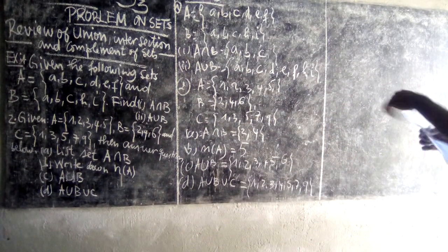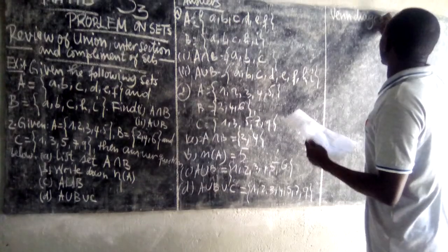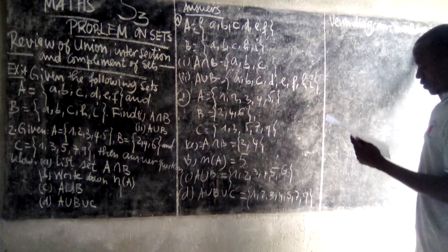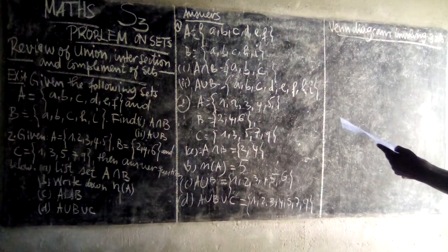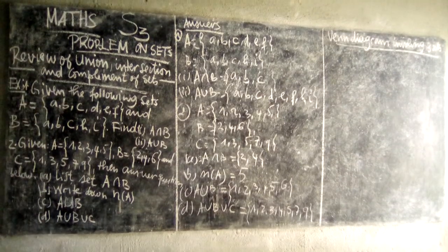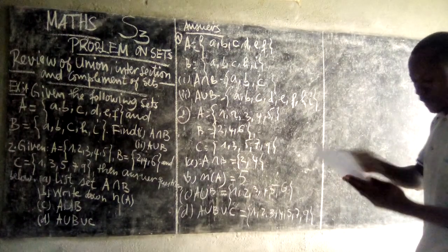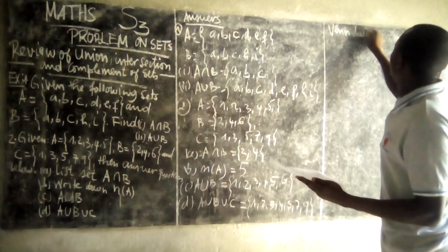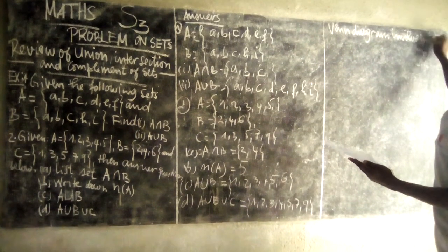Then let us continue with the Venn diagram involving 3 sets. Sorry, let us start before that. Let's continue with the Venn diagram involving 2 sets.